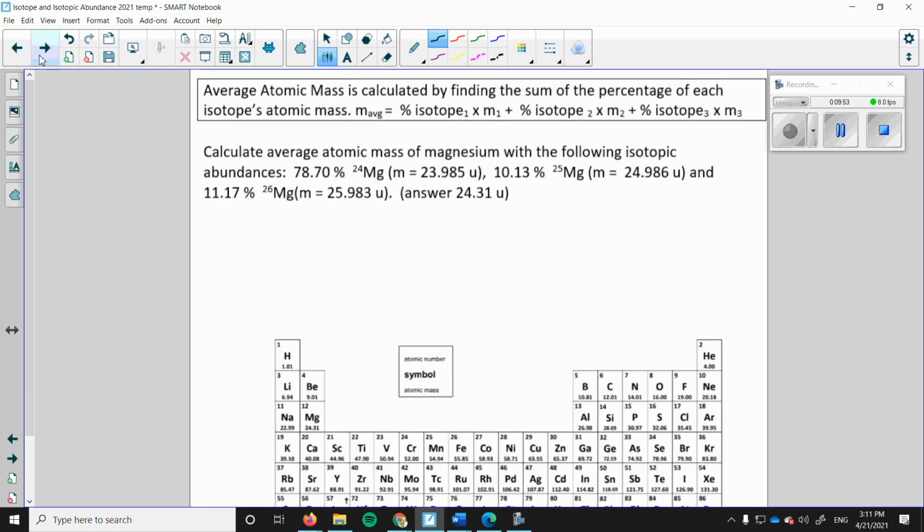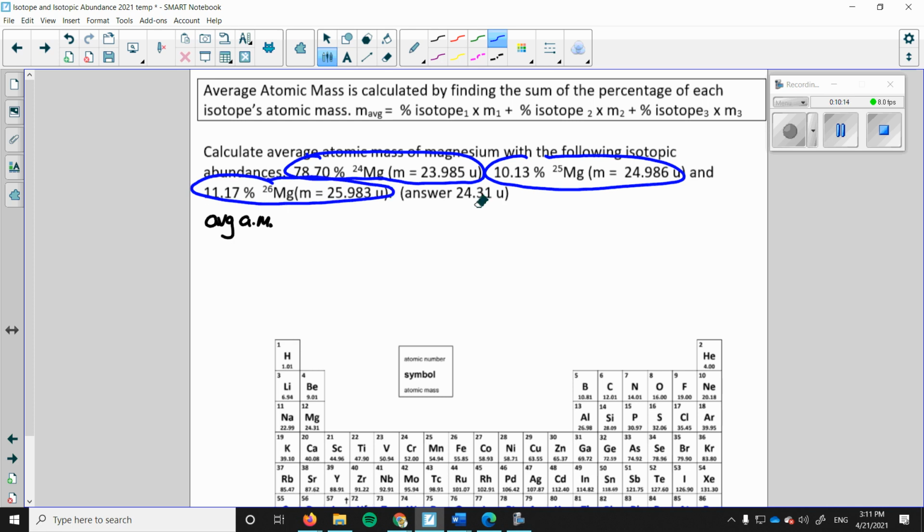Let's do another example here. This one, I want you to try it, and then you're going to pause the video. We start the same way. I'm going to write this down. Average atomic mass. And you're going to multiply the percentage times the actual mass of each of these isotopes. You have 3 of them here. And your final answer should be 24.31. So pause the video, actually do this on your calculator. It won't take very long.